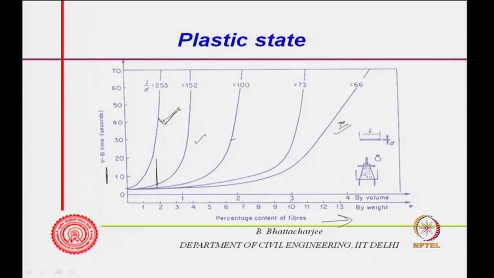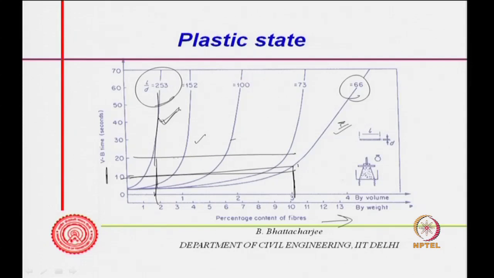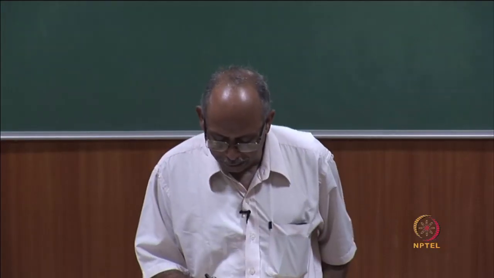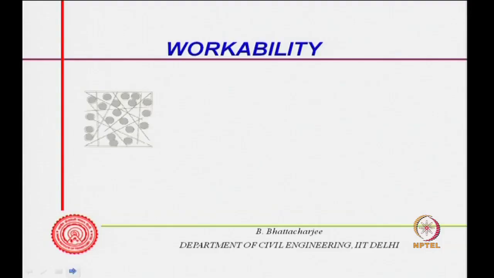Now, what happens is VB time increases significantly for high L by D with a small increase in fiber quantity, while a lower L by D can withstand quite a lot of fiber content and still have a small VB time, such as 1 second. Supposing I say 1 second, or 10 seconds, or 20 seconds is good enough for my VB time, you find that this is attained at a much lower fiber content for higher L by D. So L by D governs the VB time. It is important to understand: higher L by D means higher VB time.